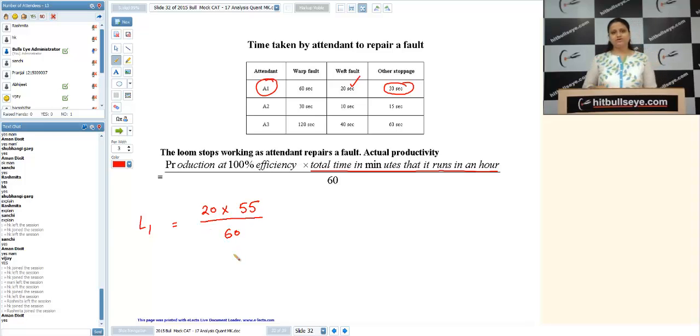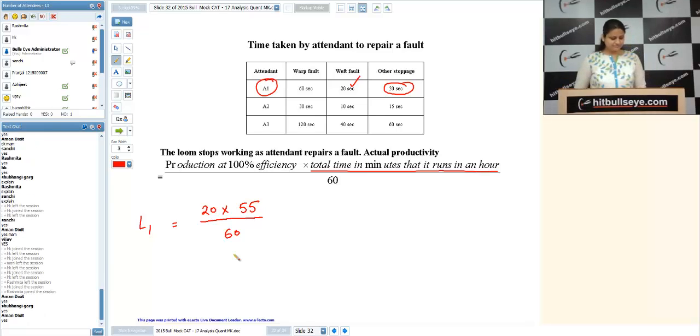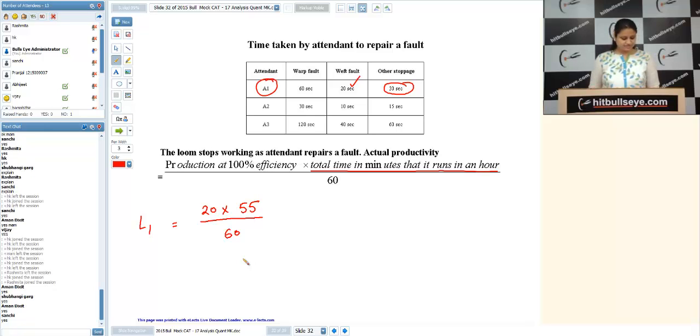So for every loom, we will calculate actual productivity, and there were questions on this concept only. Is it okay? You got that? All of you? That was the catch actually. That was the meaning of the set. Now if you are okay with this, then all the questions are easy. Only calculations are left. Okay, let us move.